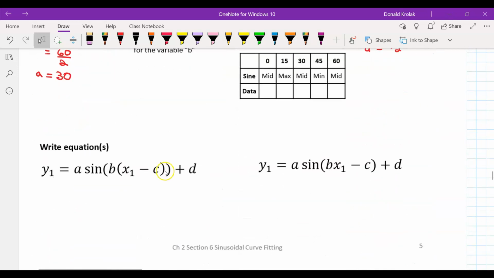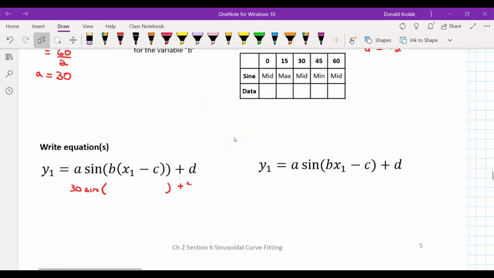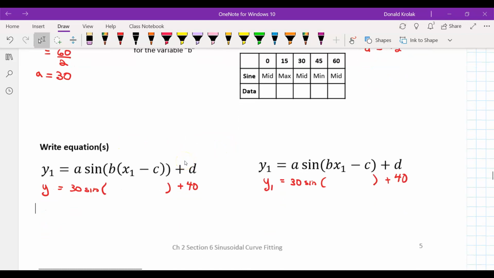Okay, so we have A, that's 30, sine. We got D, that was 40. And the Y1s, that's just how you type it into Desmos, but so if you don't have the Y1 on there and the X1.